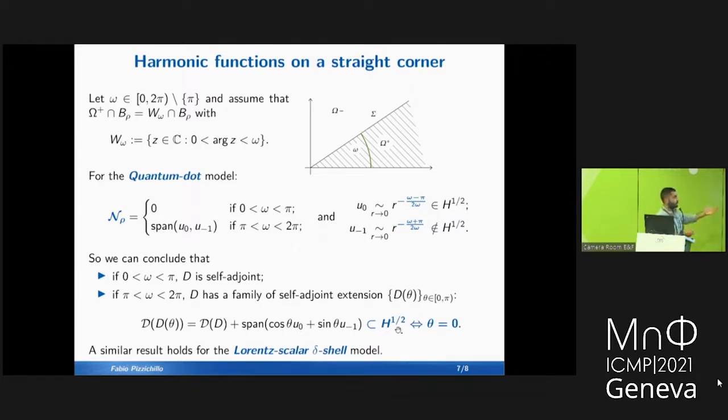When the angle is not convex, the operator D has infinite self-adjoint extensions that can be parametrized in this way. And so we lose H1 regularity. Actually, we lose Sobolev regularity. But as you can see, for one extension, and just for one extension, we recover H^{1/2} regularity.